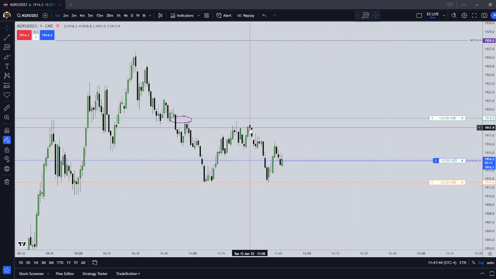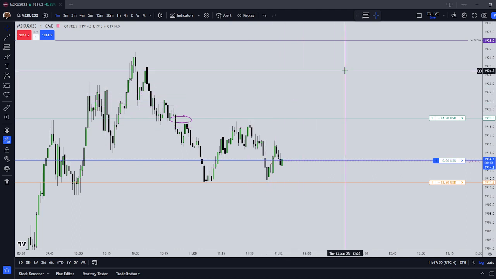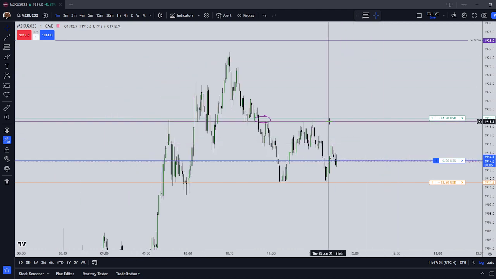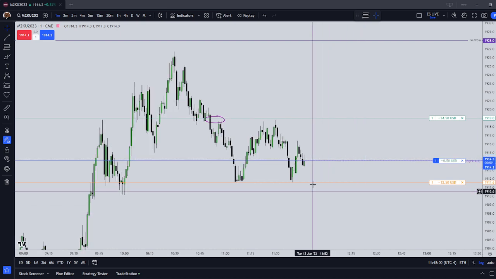Because we were two ticks short. So a tick on the micro Russell is, sorry, it's 1/10 of a point. It moves in 1/10 of a point ticks.